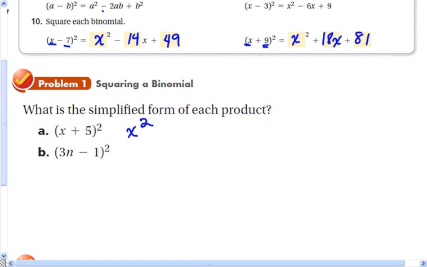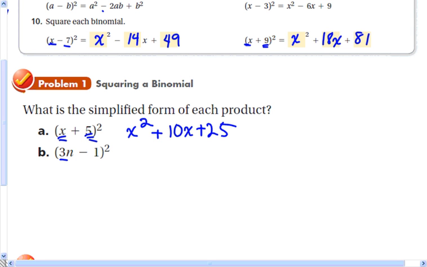So we're going to take the first term squared for the first term in our trinomial. The last term in our trinomial is going to be 5 squared, which is 25. And the middle term is going to be x times 5, which is 5x, and then double that makes 10x. And we get our answer.